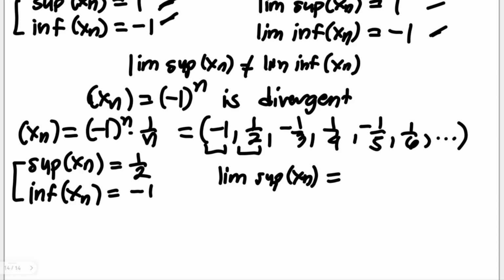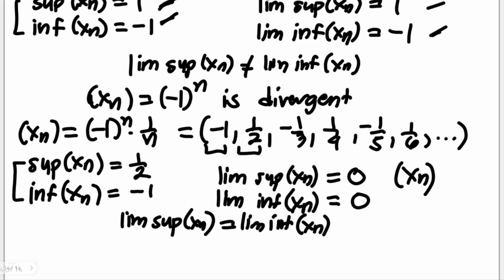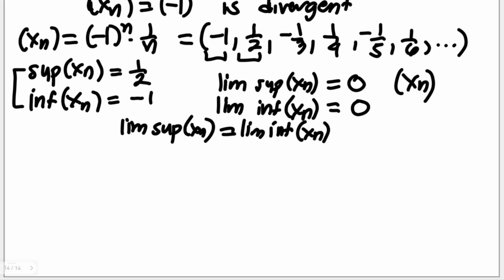The limit superior is 0. The limit inferior of the said sequence is also 0. Since the limit superior is equal to the limit inferior of x sub n, then your x sub n, I'm writing it here because I would like to save some space, which is negative 1 raised to the power of n over 1 over n, is convergent according to this theorem here.